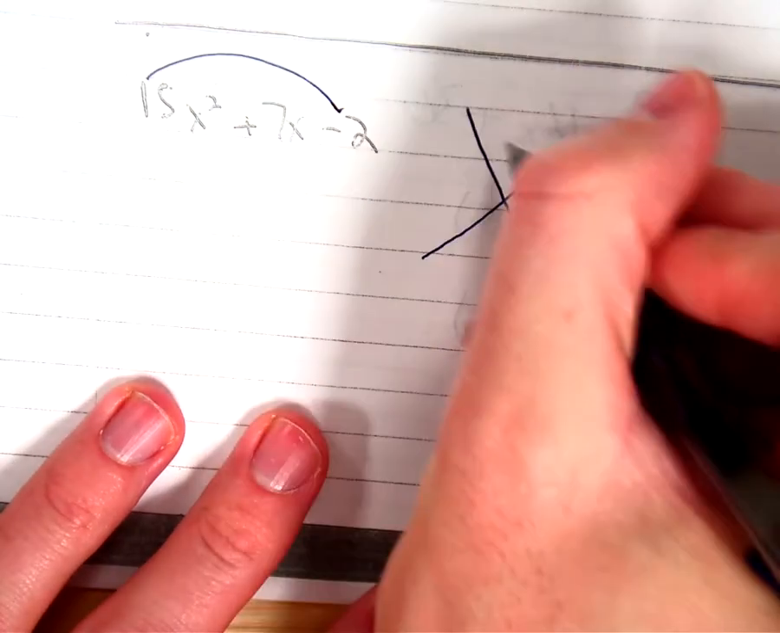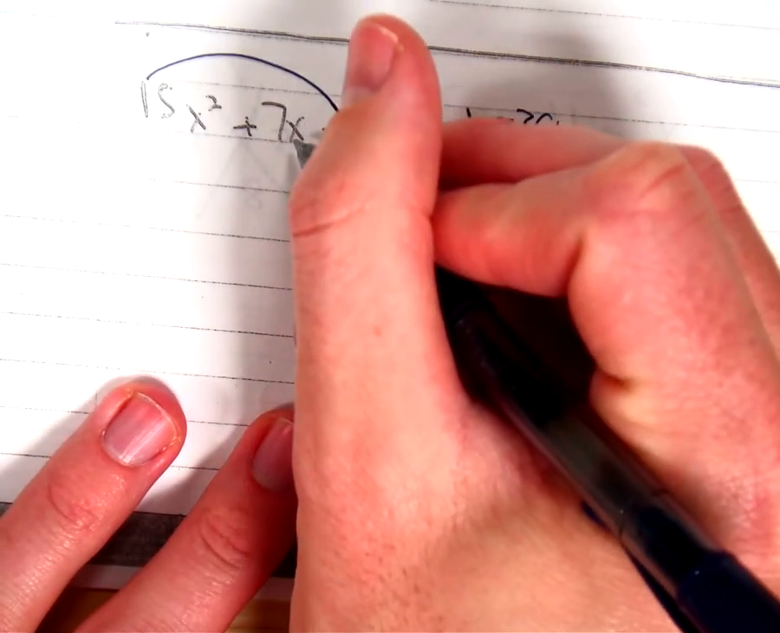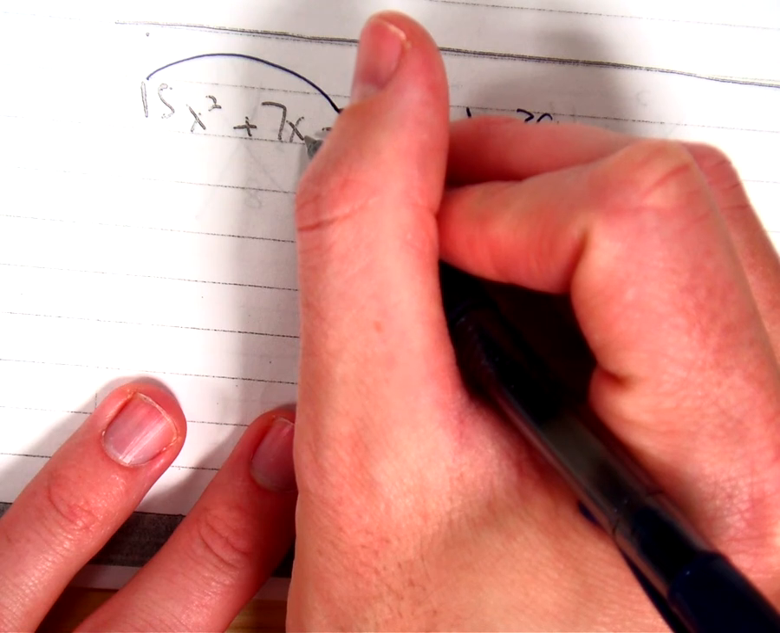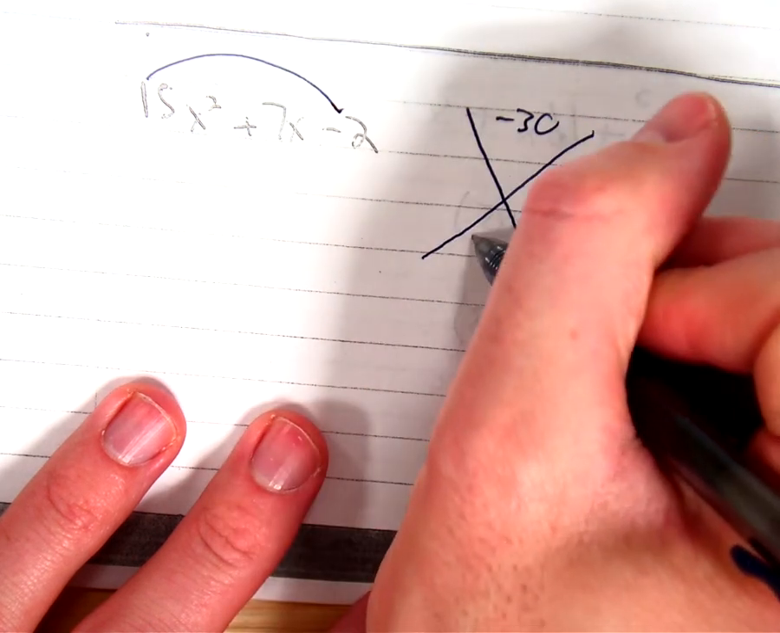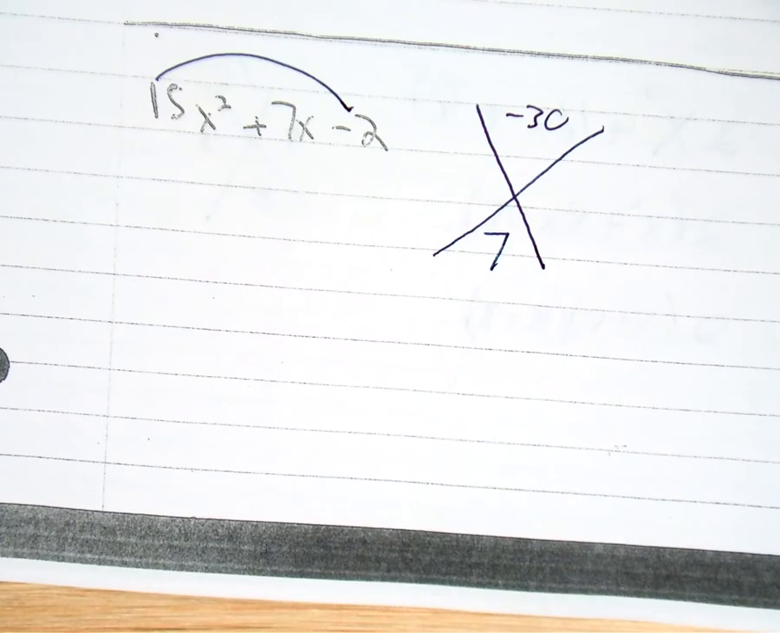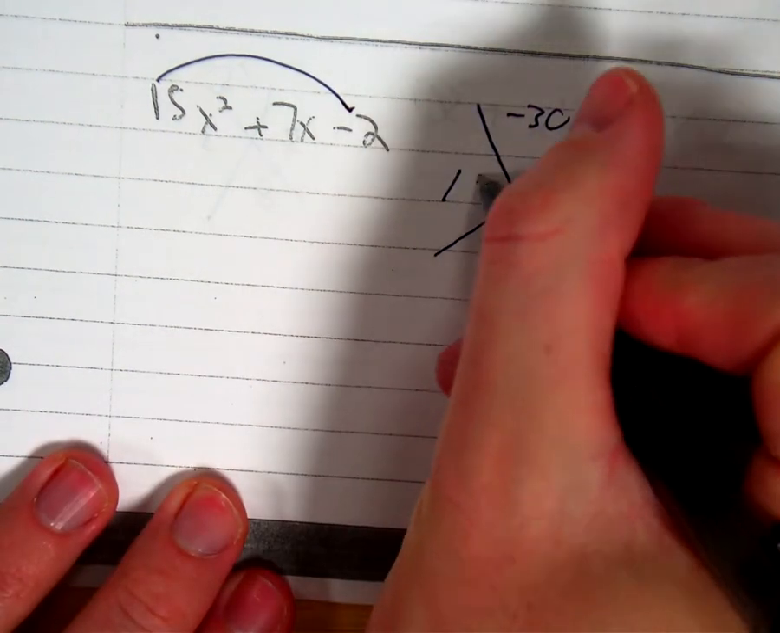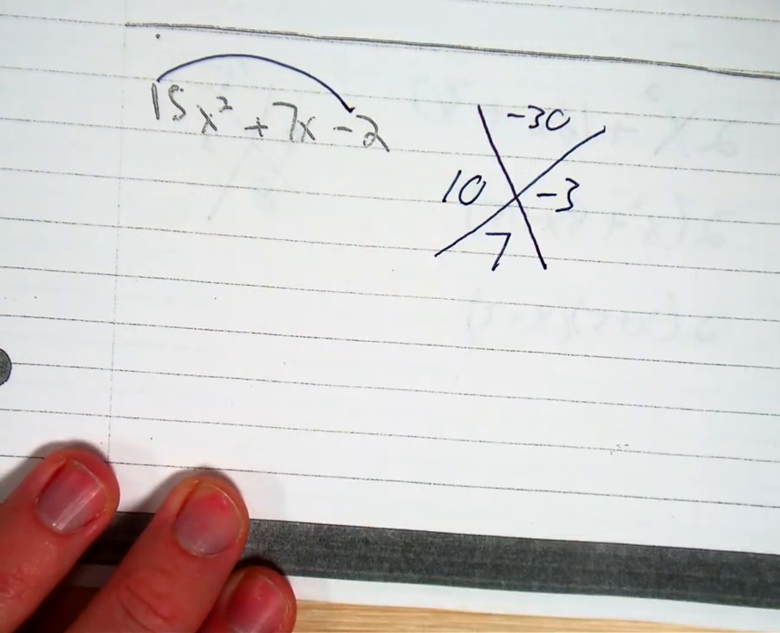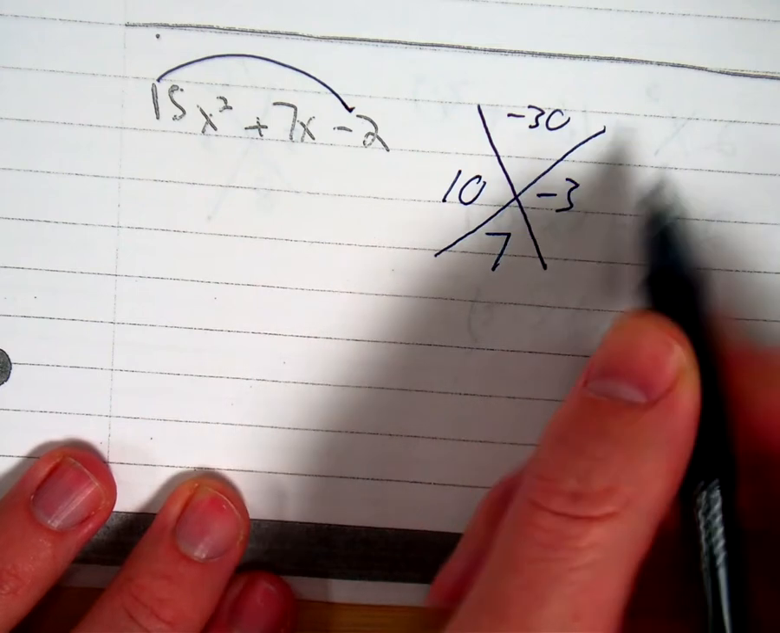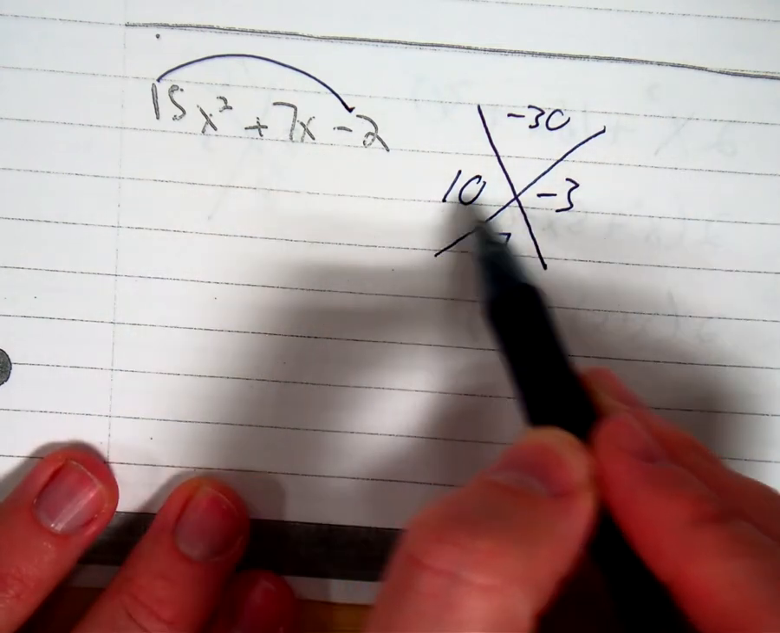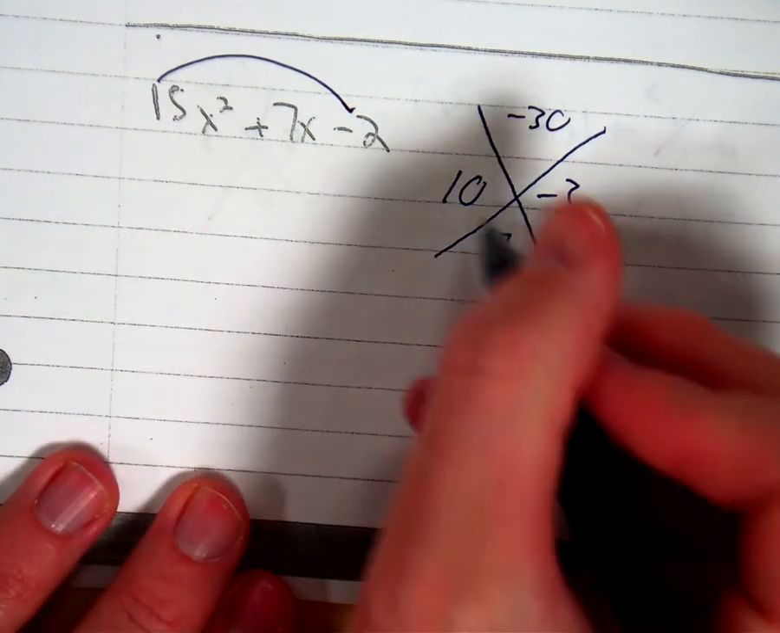Alright, so we should be multiplying to negative 30 and adding to 7. What do you have multiplying to negative 30 and adding to 7? 10 and negative 3. Okay. Now you got your options. You can split up the 7x into 10x minus 3x and do it that way.